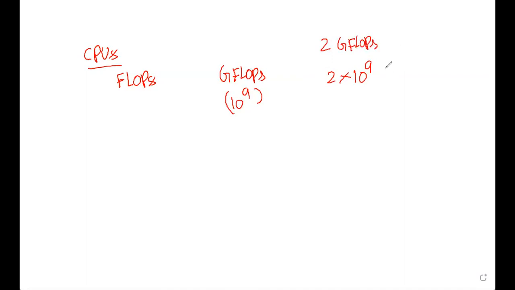2 gigaflops means 2 into 10 power 9 additions, FADDs, floating point additions, mults, etc. And teraflops means 1000 gigaflops: 1 teraflop is 1000 gigaflops.